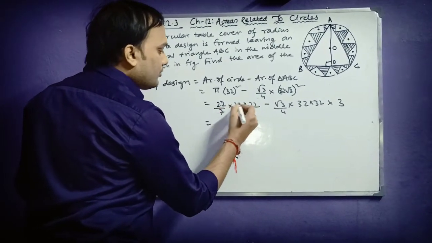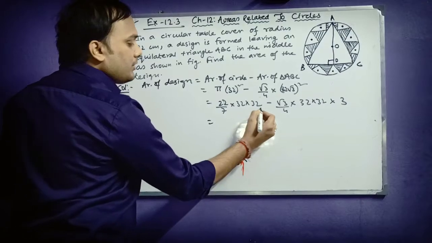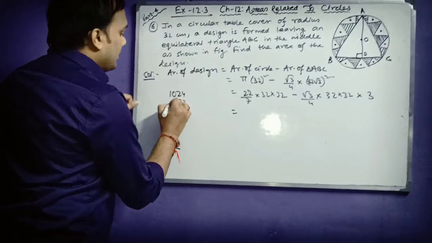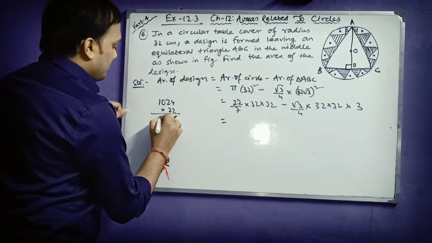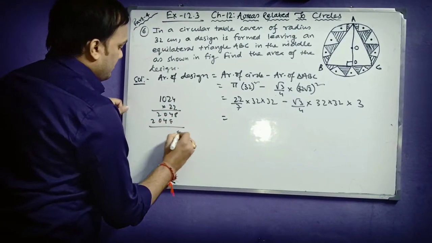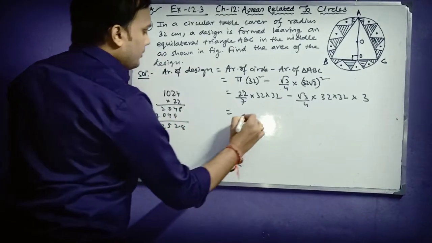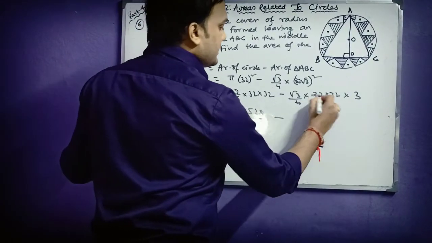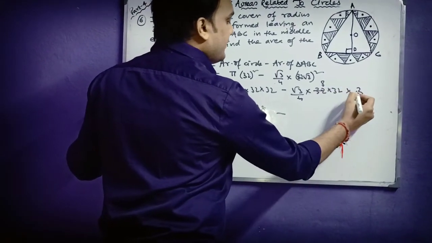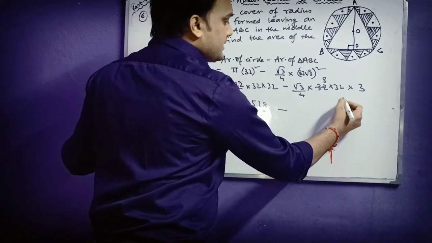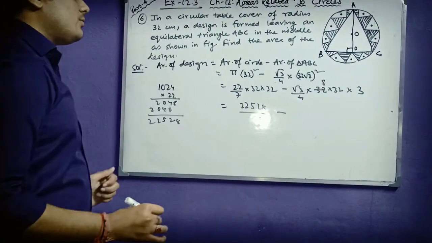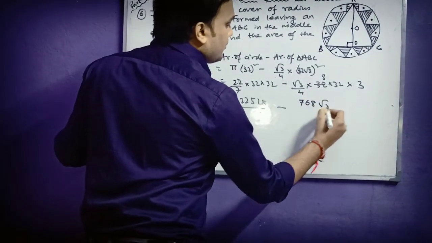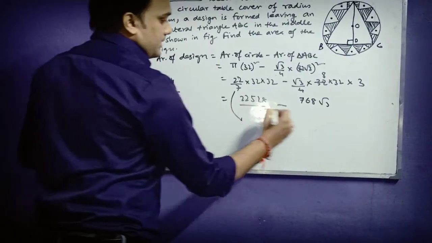So 22 into 32 into 32, that means 32 square is 1024. So 1024 into 22 will give you 22528 by 7, minus, reduce this, it will be 8, then 8 threes are 24, 24 into 32 will be 720 plus 48, 768, yes, 768 root 3. So this is our final answer.